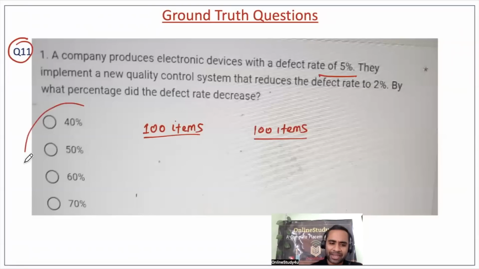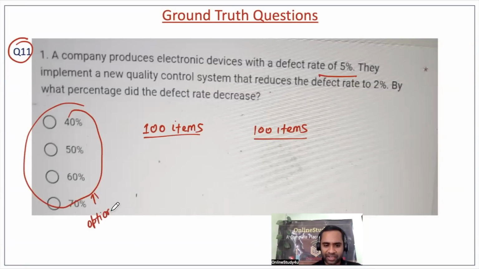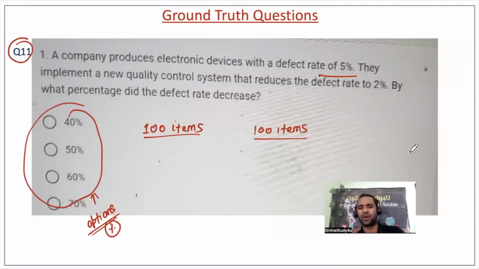So friends, in every session I will tell you, if your options are given in terms of percentage, then you are free to assume any value: 100, 200, 300, 500, 1 crore, 10 crores, 100 crores. The only thing you have to keep in mind is that if your options are in terms of percentage and you take 100, your problem will become very, very simple.